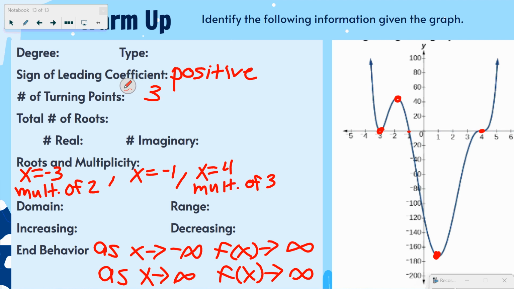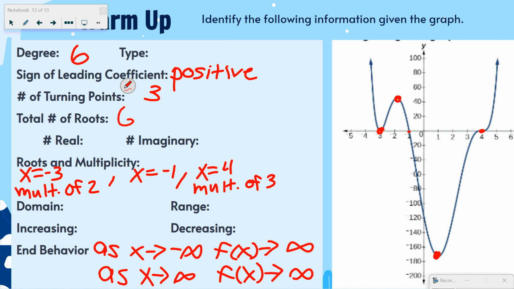So let's count our points. I had at -3 a multiplicity of 2, so that's a 2-pointer. I had -1, that was only worth 1 point. And then at x equals 4, I had a multiplicity of 3, which means 3 points. So how many was that altogether? 6, which means that's my total number of what? Degree and what else?